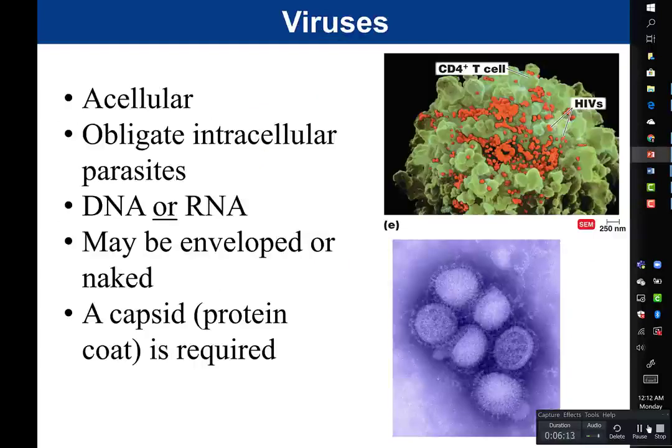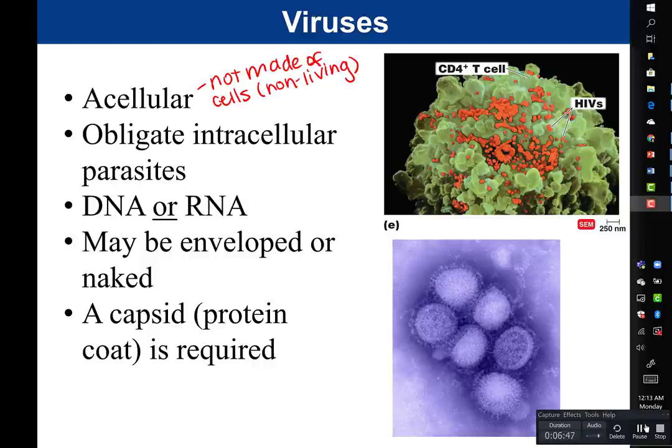Now, we're going to move on to our viruses. Now, viruses are a little bit different than everything else we've talked about. And that's because viruses are acellular, meaning they are not made of cells. So again, A means without, so acellular, without cells. So because they are acellular and they're not made of cells, cells are the fundamental unit of life. And so if they're not made of cells, they're not living. They're considered to be non-living.